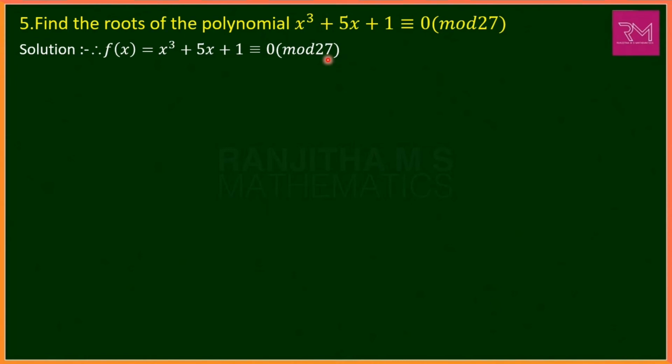So we have to substitute for x, x equal to 0, 1, 2, 3, etc. up to 26. It is very difficult to do that method. So we can do it like this. Here the m value is 27. So we can split 27 as 9 into 3. Here 9 into 3 is 27.